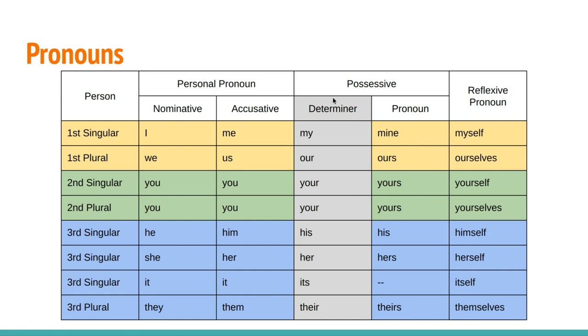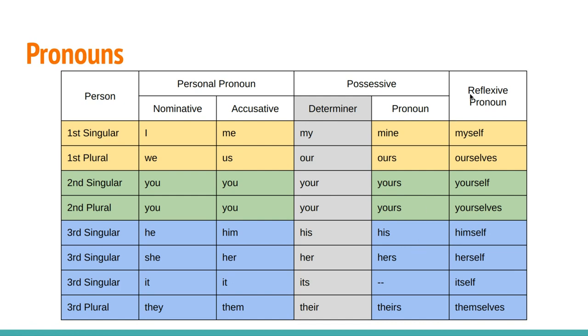Okay. Possessive determiners, however, do not replace nouns. They are used together with them. That's why they are in gray. We are going to be dealing with determiners in the next week, but they do not replace nouns. They go together with nouns. But possessive pronouns, sorry, do replace nouns.